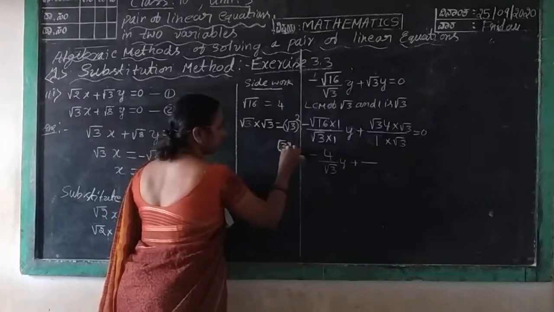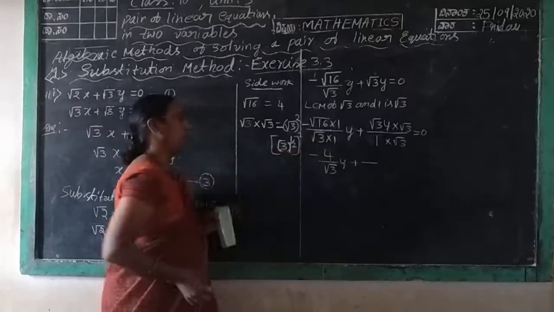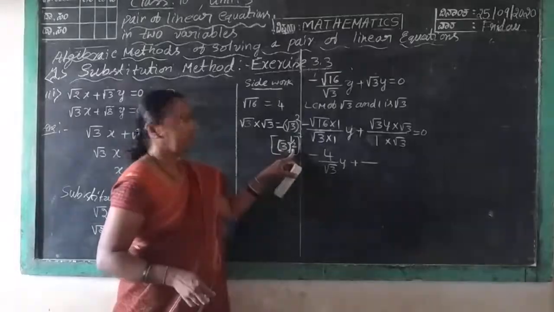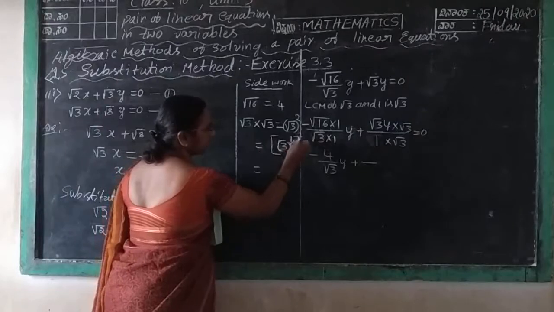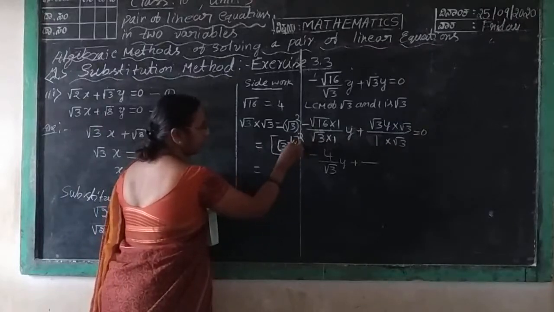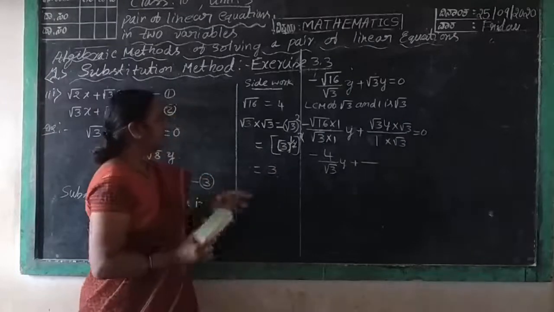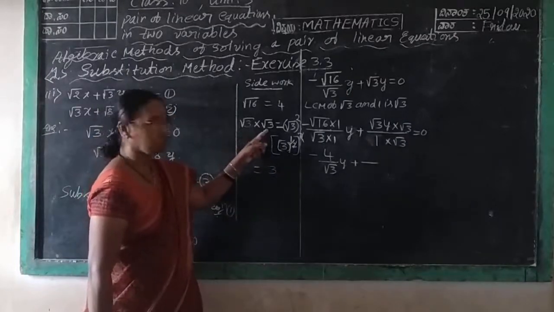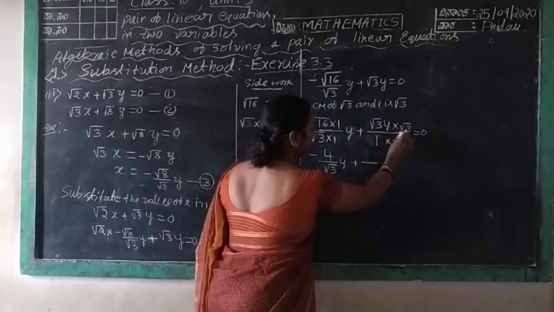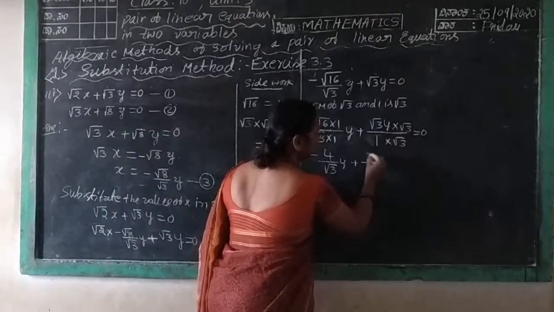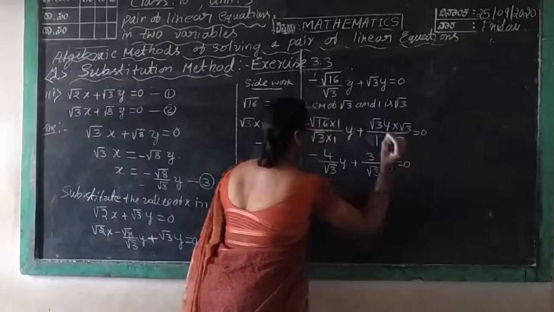The square root value is 1.5 whole square. Then the square cancels and the half cancels, and the remaining is 3. The multiplication of root 3 into root 3 gives 3. Then we substitute here: 3 by root 3 into y is equal to 0.